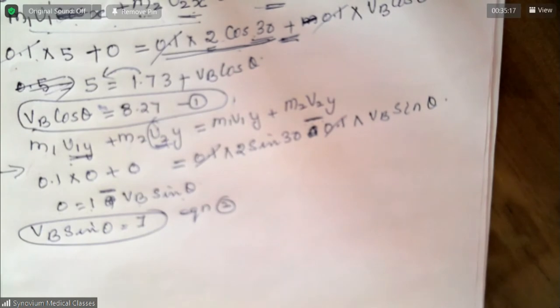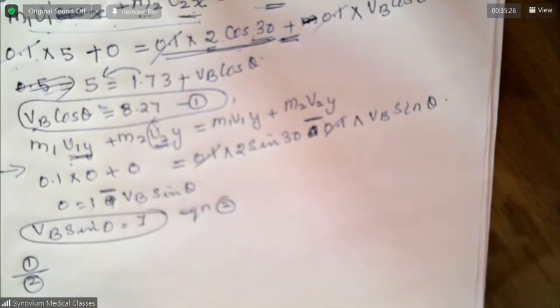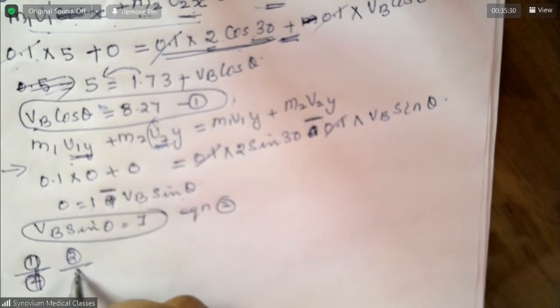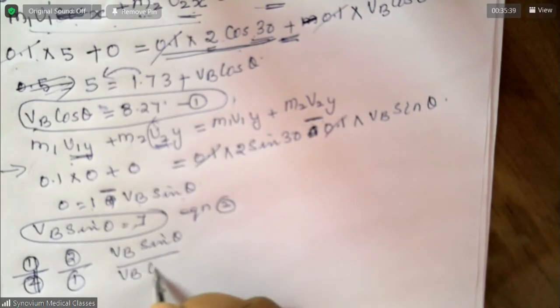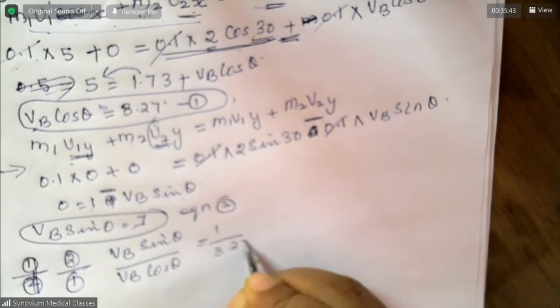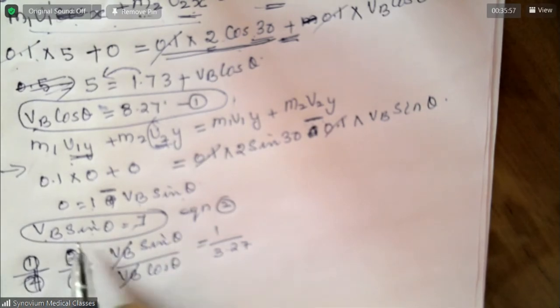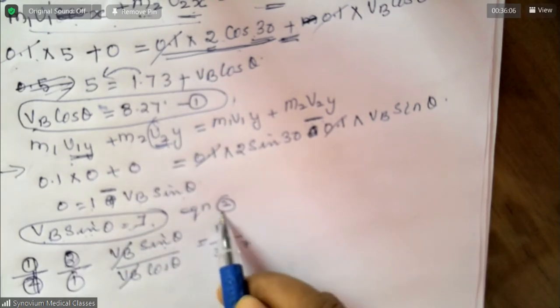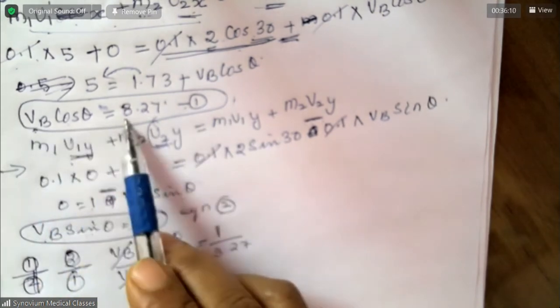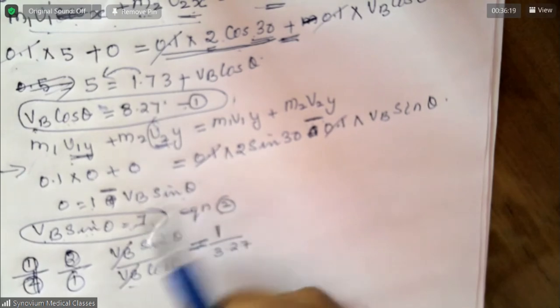Now we have two equations. Then we have to substitute. The easy one is you do equation 2 by 1. So what is that? VB sine theta by VB cos theta is equal to 1 by 3.27. Now VB is gone. Look here, what is equation 2? VB sine theta is equal to 1. This is equation 2 divided by equation 1. Equation 1 is VB cos theta is equal to this much. So VB sine theta by VB cos theta is equal to 1 by that.